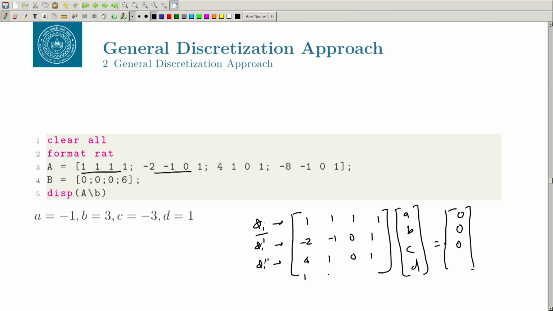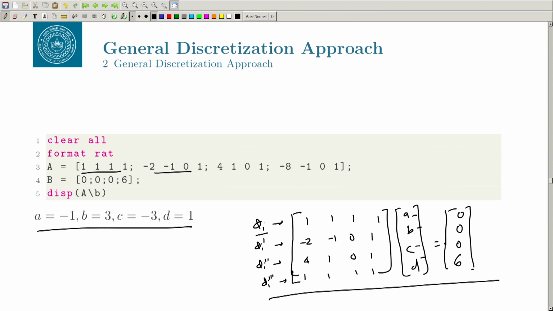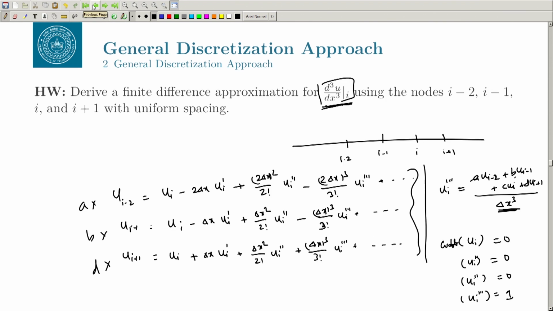1 and 1 and 1 and 1. This is the phi I triple prime, and this value is 1, and because you have a factorial 3, that will become 6 here. So you can write any simple program, or you can solve it manually if you want, and you can get the values of a, b, c and d, and this is the value that you will get. Plug those values into this expression that we have here, and you can calculate the third order derivative using these stencil points.